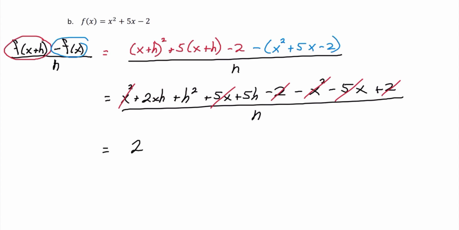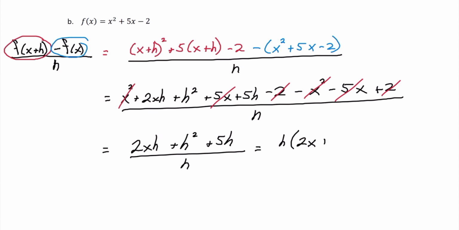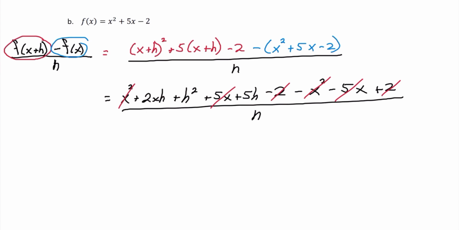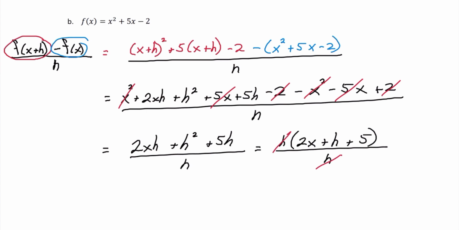We're left with 2xh plus h squared plus 5h all over h. Factor an h out of the numerator. We have h times 2x plus h plus 5 all over h. Reduce the h's, and we're left with 2x plus h plus 5. And this is the difference quotient.